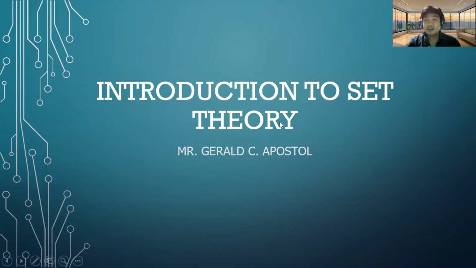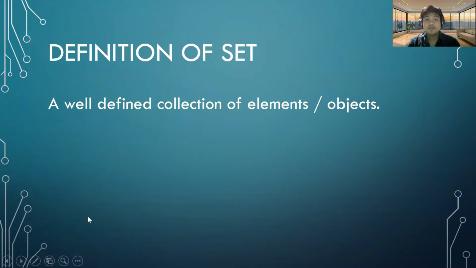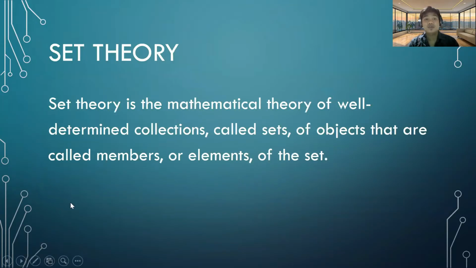So, let us start on the definition of set. When we say set, it is a well-defined collection of elements or objects. And when we say set theory, it is a mathematical theory of well-determined collections or sets of objects called members or elements of the set. So basically, if we are going to study the sets, we are in set theory.